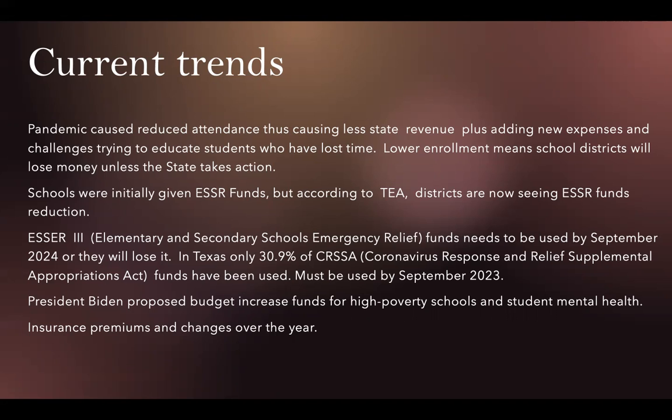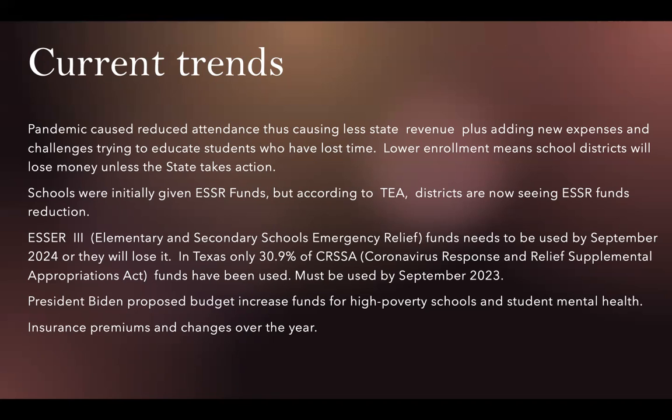But back to the trends, the pandemic caused reduced attendance, thus causing less state revenue, plus added new expenses and challenges trying to educate students who have lost time. Lower enrollment means school districts will lose money unless the state takes action. So initially the schools were given ESSER funds, but according to TEA, those districts are now seeing ESSER funds reduction.